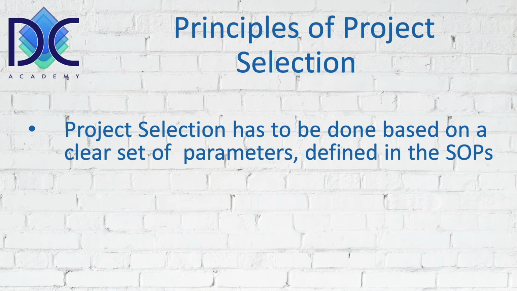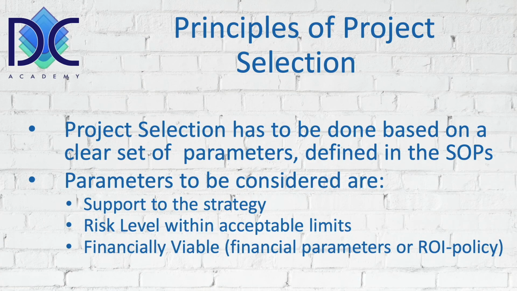Now, when we look in general, what are the basic parameters we have to consider? First of all is the support to the strategy. Projects are there to support the strategy, and we have to be sure that the projects we are selecting support that strategy. Some projects may be more important than others, and some projects may have a specific time impact.